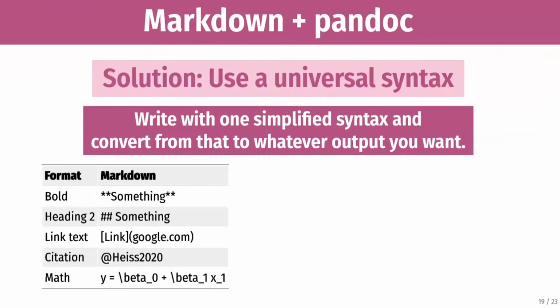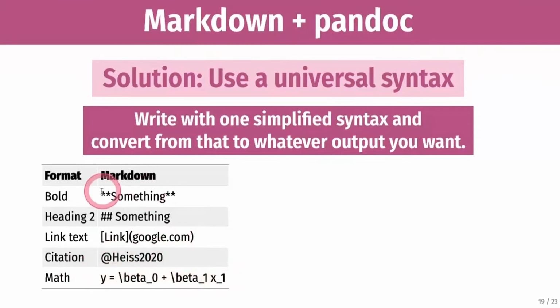So for instance, if you want something bold, you use two asterisks. If you want something to be a second level heading, you do 2 pound signs before. Guess what you do if you want a third level heading? You do 3 pound signs. If you want a first level heading, you do 1 pound sign. That's all you do. If you want something to be a link, you have the link text here in square brackets, and then the place it goes in curly brackets or in regular parentheses. If you want a citation, you just do this @ sign and then the citation key that you have in your reference manager. And then you can just do math.